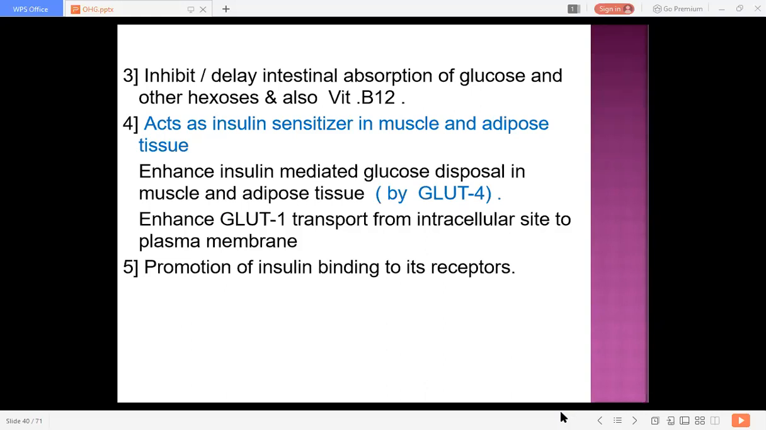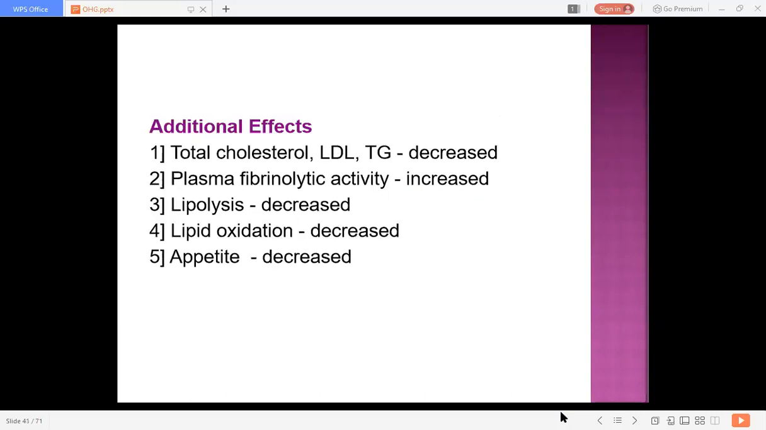These biguanides act as insulin sensitizers in the muscle and adipose tissue. Enhance insulin-mediated glucose disposal in the muscle and adipose tissue by GLUT4. Enhance GLUT1 transport from intracellular site to plasma membrane. Promotion of insulin binding to its receptors. Additional effects: total cholesterol, LDL, triglycerides are decreased. Plasma fibrinolytic activity is increased. Lipolysis is decreased. Lipid oxidation is decreased. Appetite is decreased.